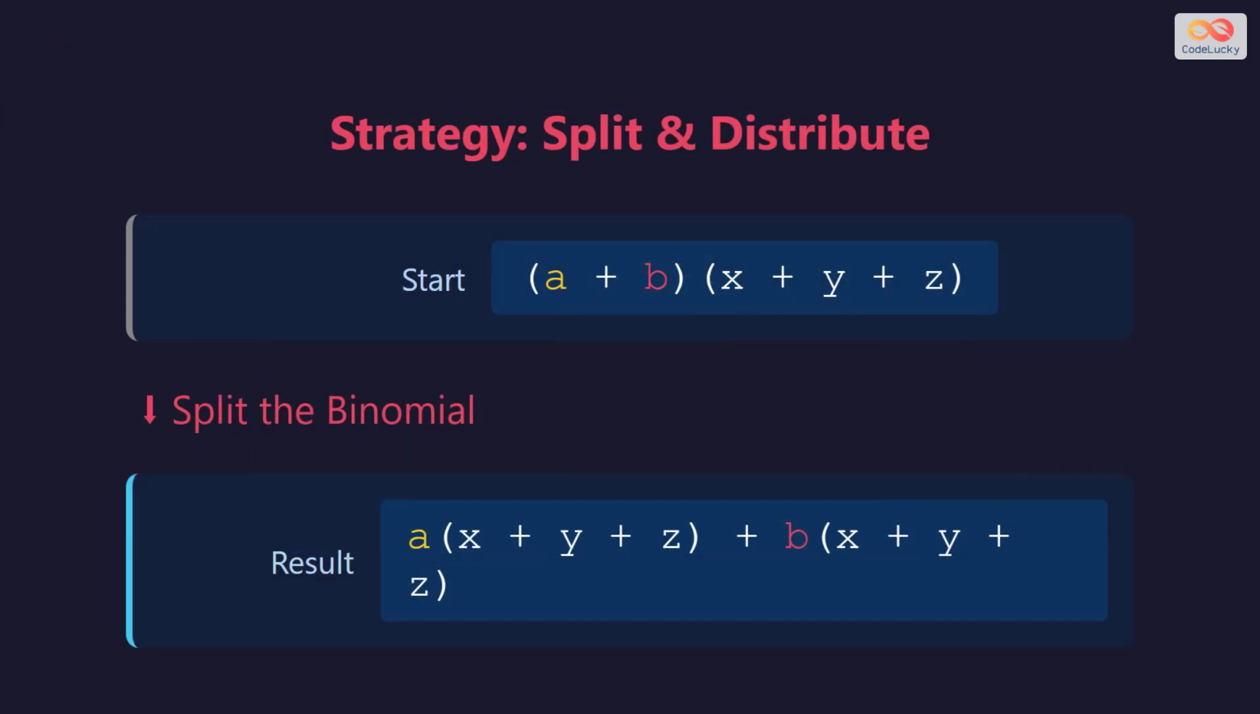To make this process manageable and avoid mistakes, we use the split and distribute strategy. We split the first binomial into its individual parts. Then, we write each part next to the full trinomial. This breaks one big problem into two smaller, easier distribution problems.